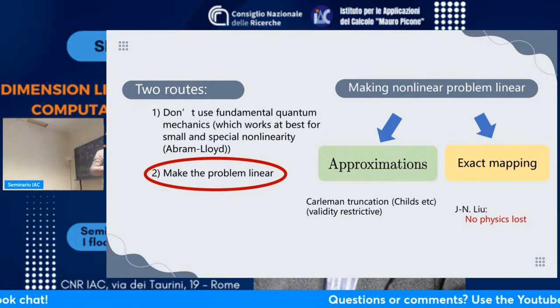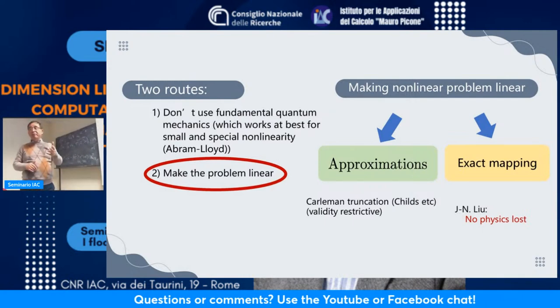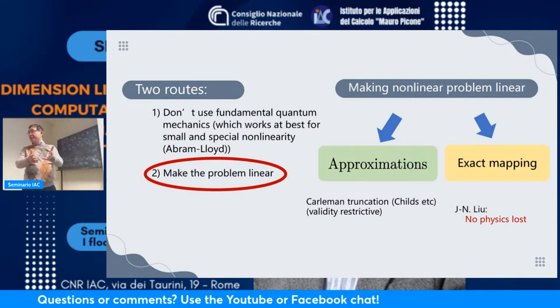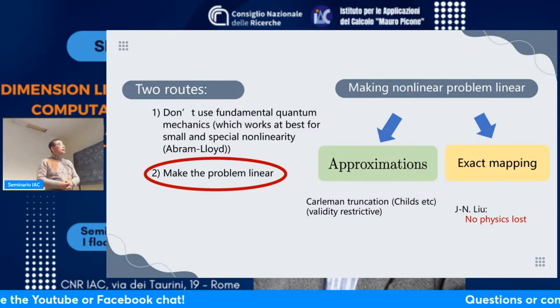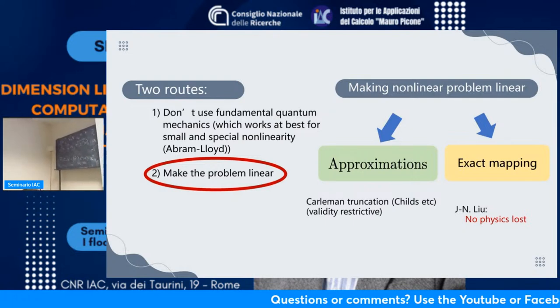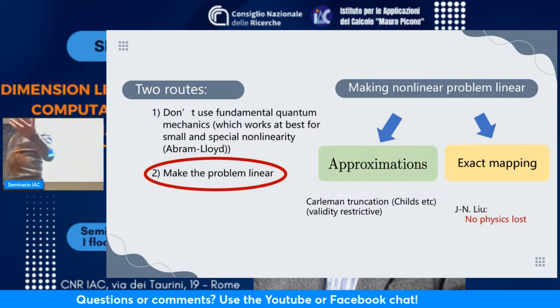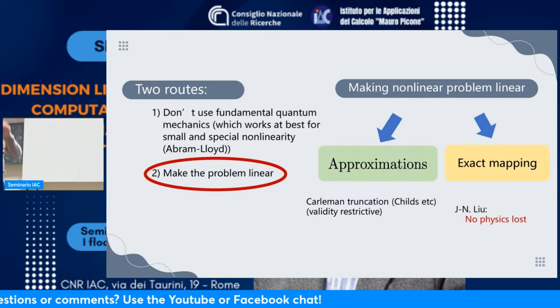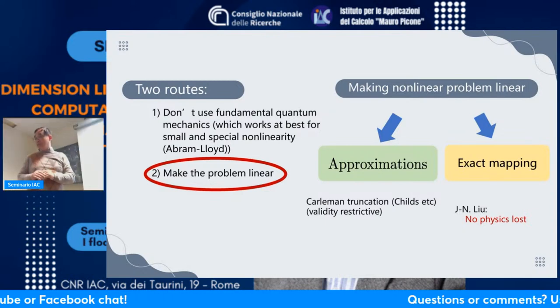But if you throw away nonlinear terms, the model's validity becomes questionable after a long time, and you lose a lot of physics. So what we advocate is, can you find an exact mapping? You find an equivalent formulation where the nonlinear form becomes linear, for nonlinear PDE. That's what we try to do.